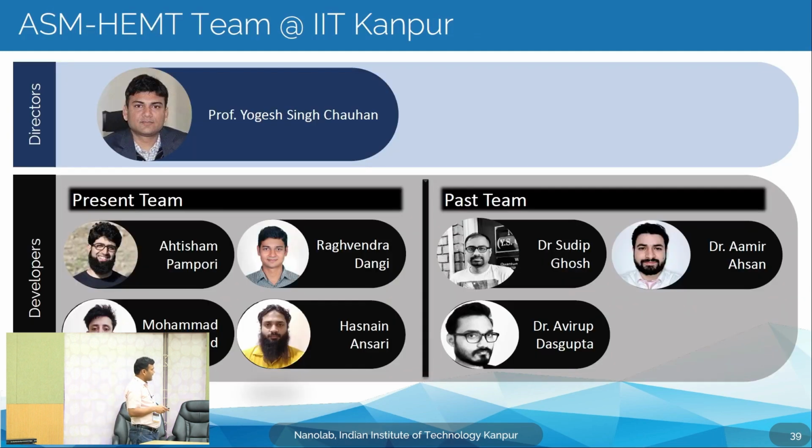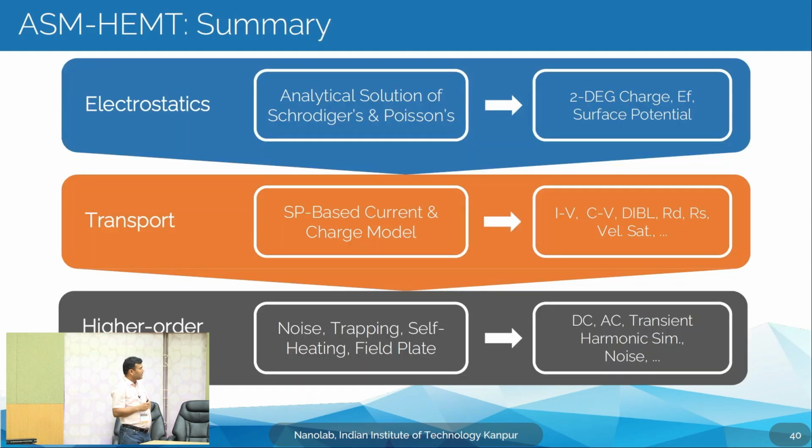This is the group at IIT Kanpur. Some of the students have graduated, and Sajid, who is here, is still working on it. It starts with the analytical solution of the Poisson-Schrodinger equation. We get the 2DEG charge density and surface potential. Then we use the drift diffusion equation to get the transport part. Then on top of that we add other effects like DIBL, self-heating, etc., and then the higher order effects like trapping and all those things.